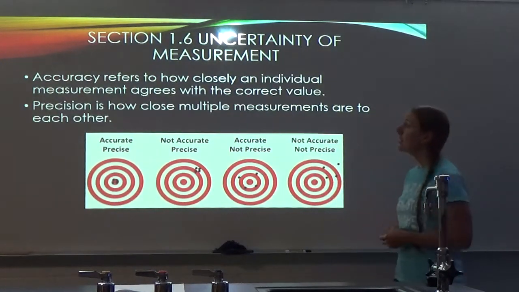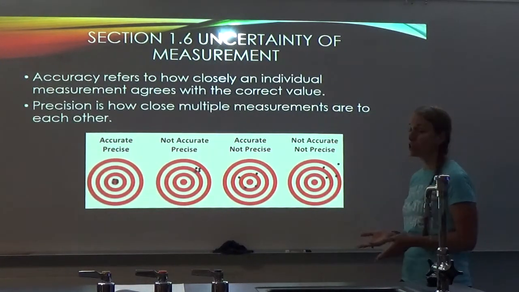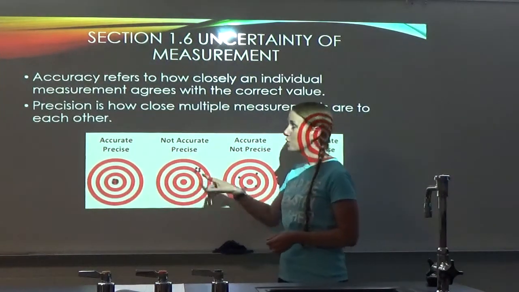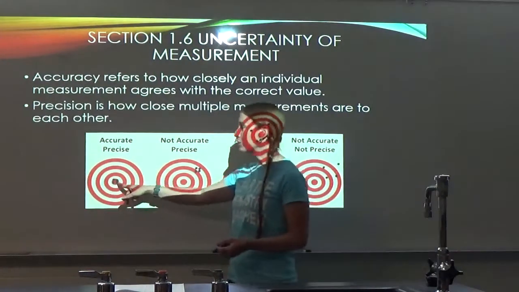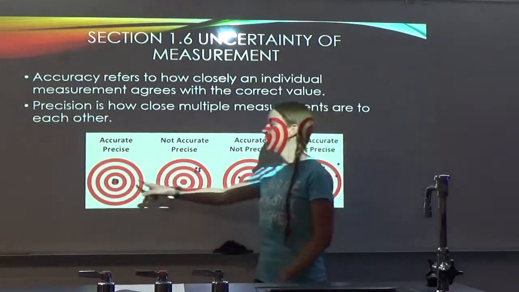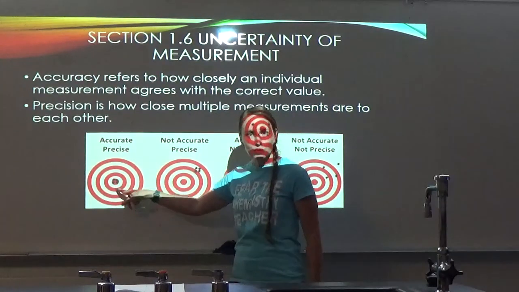Precision, on the other hand, is how close multiple measurements are to each other. So precision, we are trying to get the same answer over and over again. For accuracy, we're trying to get the right answer. So in other words, obviously we want to be accurate and precise. We want to get the right answer over and over again.